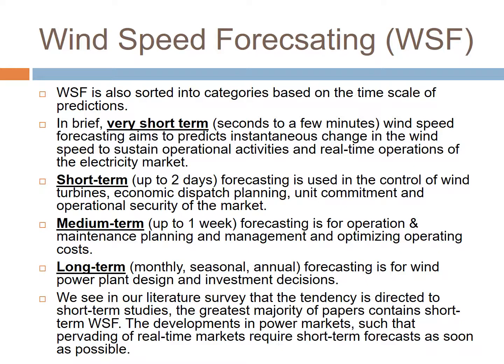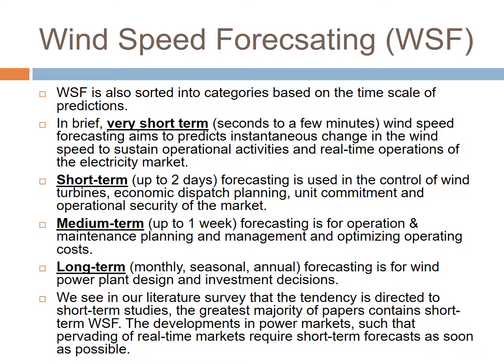Also, short-term forecasting means forecasting of the wind speed up to 2 days or 1 day. They are used in control of wind turbines, economic dispatch planning, unit commitment, and operational security of the market. So, market operators especially need short-term wind speed forecasts up to 1, 2, or 3 days.